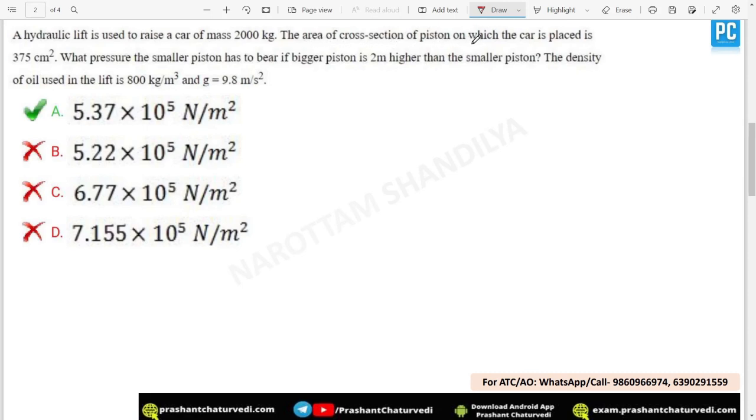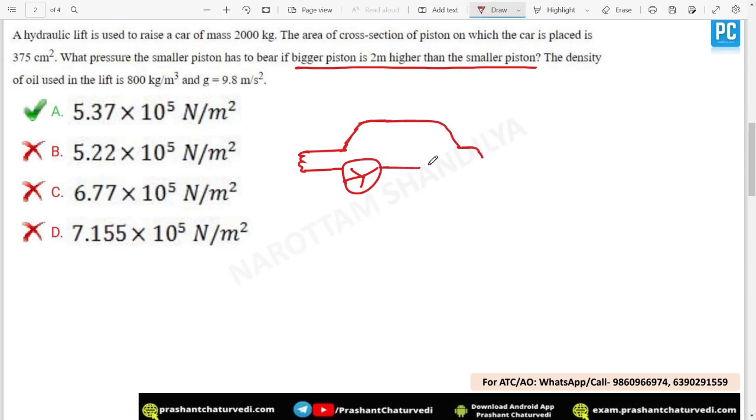The area of cross section of the piston on which the car is placed is 375 centimeter square. What pressure does the smaller piston have to bear if the bigger piston is 2 meter higher than the smaller piston? The bigger piston is 2 meter higher than the smaller piston. That means wherever the car is placed, first of all let me draw my dream car. I don't know whether it will look good. Suppose this is a car, very bad drawing, I know.